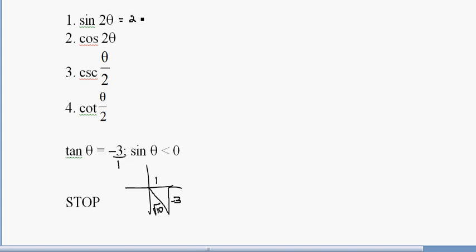So the sine of 2 theta is 2 sine cosine. So I do 2 times the sine of theta, which is -3 over radical 10. The cosine is 1 over the square root of 10. So that gives me, this is 2 over 1, so that's -6 over 10, which is -3/5.